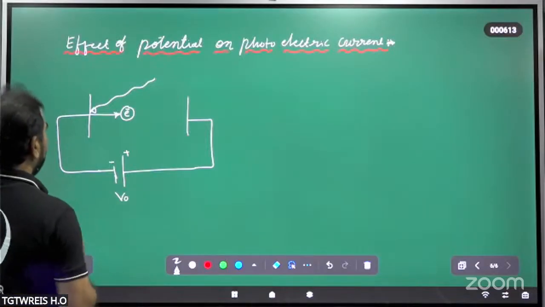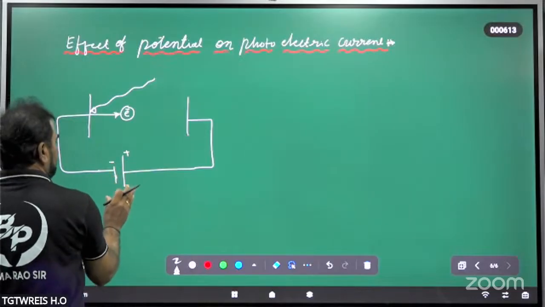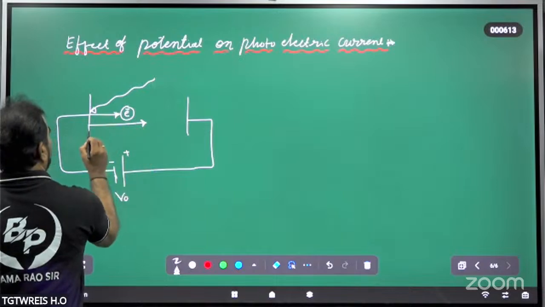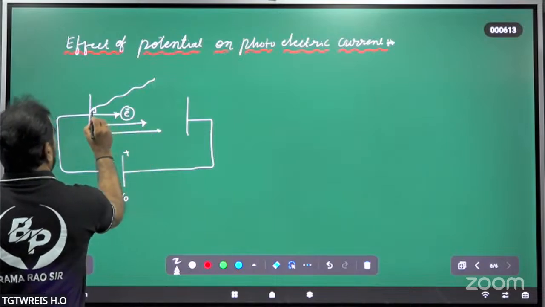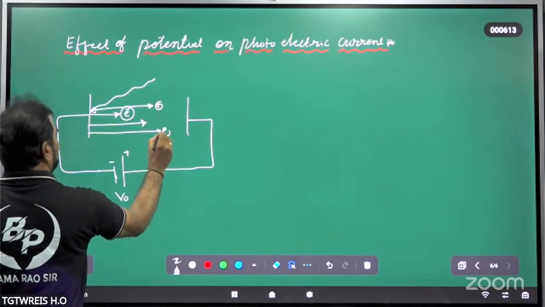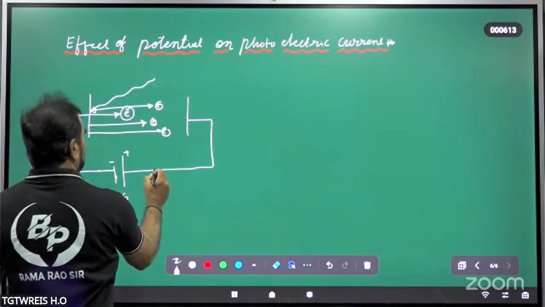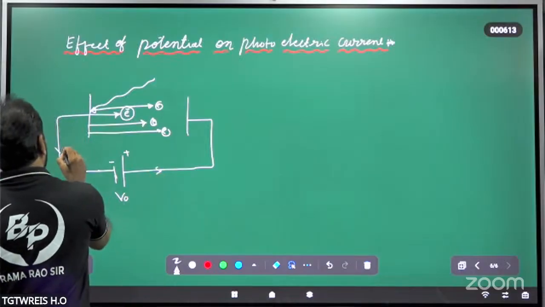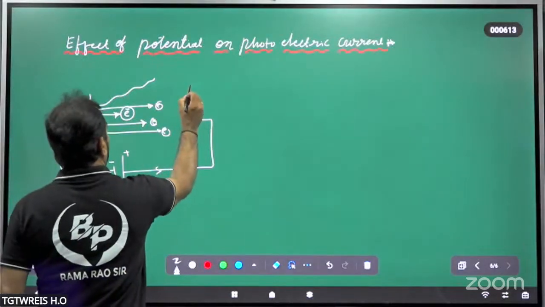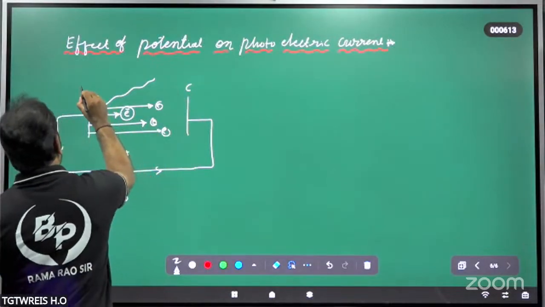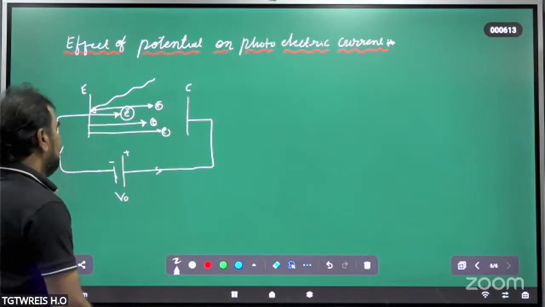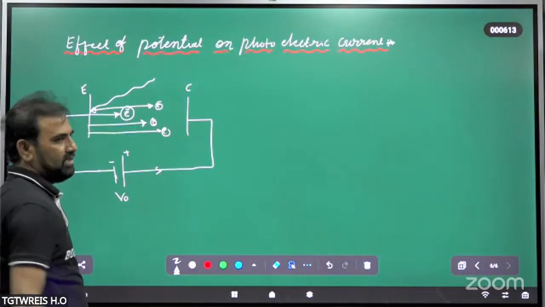If the potential is increased, what happens? The emission of electrons is increased. When the emission of electrons increases, the flow of current in the circuit increases because of the collection at the collector. This is the emitter and this is the collector. Due to the collection of electrons at the collector, the photoelectric current increases.